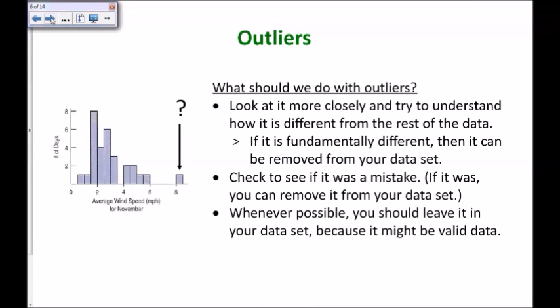What should we do with outliers? First of all, we should look at them more closely and try to understand how they are different from the rest of the data. Is something else happening? Is it some kind of a subgroup in our data that we didn't really notice was there? If the outliers are fundamentally different for some reason, they can be removed from your data set. Don't be too quick to do that, but if it's very different for some reason, then feel free to remove it from your data set.